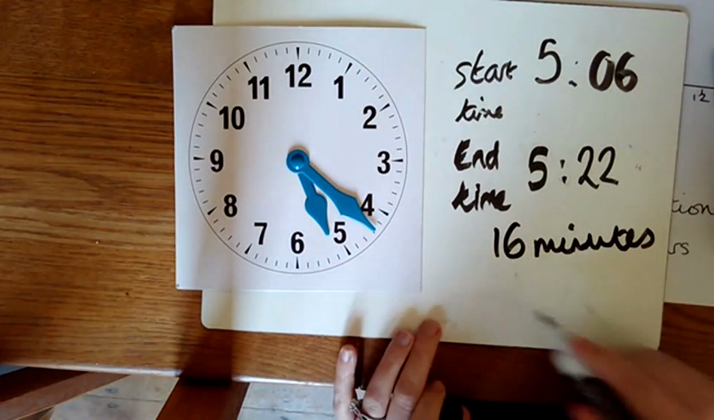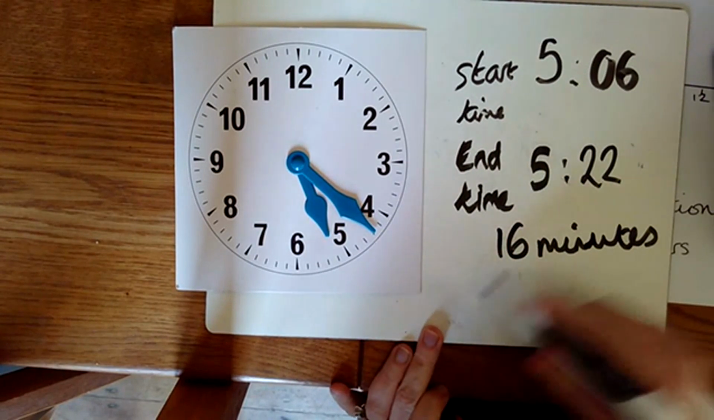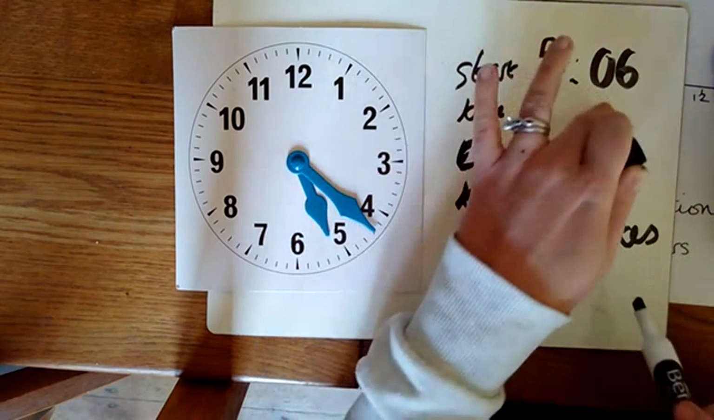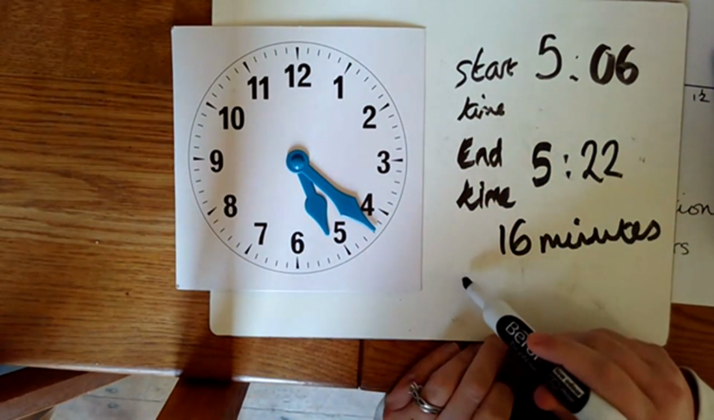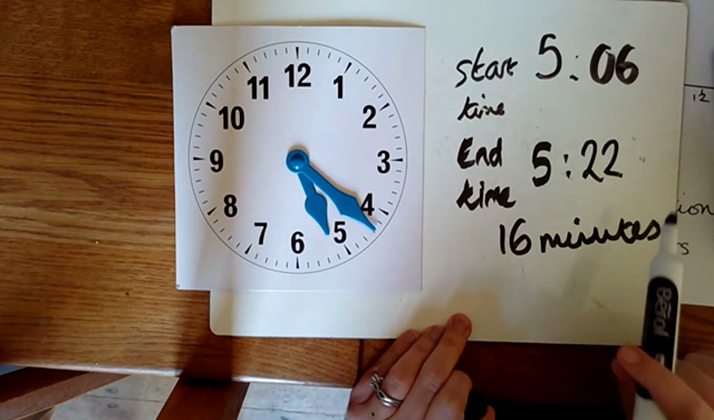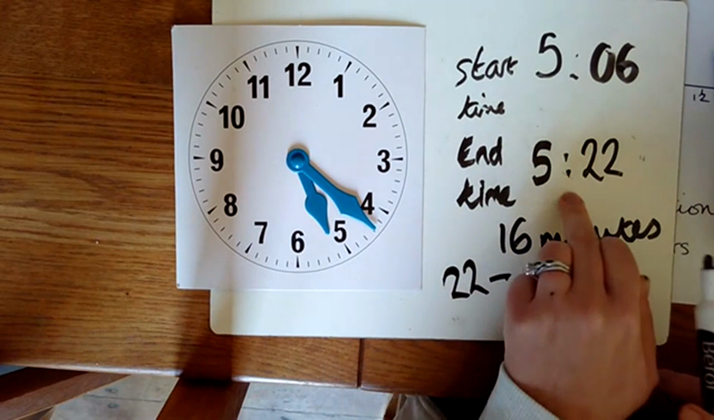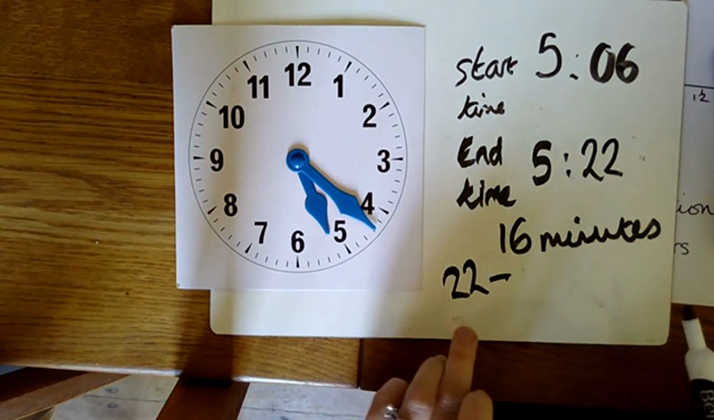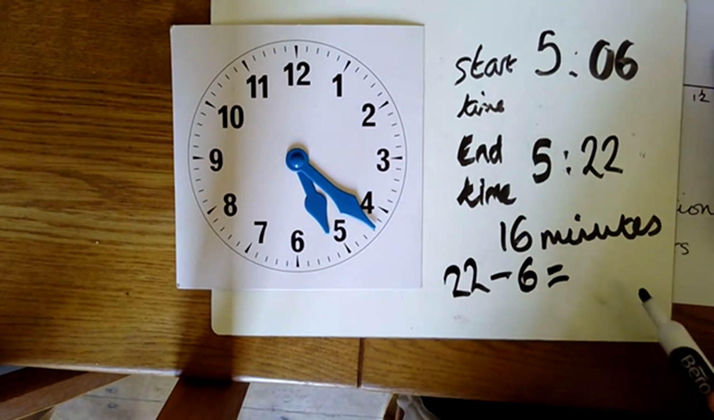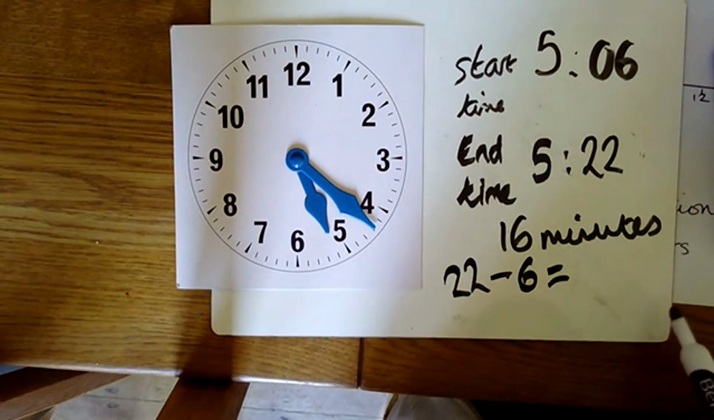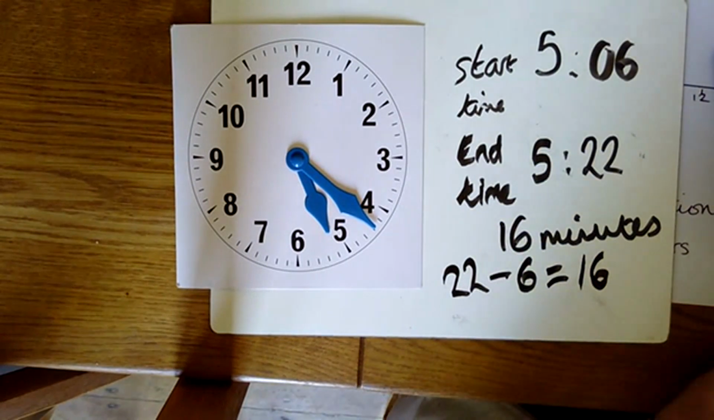I could then check using my knowledge of column subtraction, because my start time is 06 and my end time is 22 minutes past. If I need to know the difference, in this case I'm going to subtract from the end time the start time. 22 take away 6. 22 take away 2 is equal to 20, and I've still got 4 to use. It's 16. It's exactly the same thing.